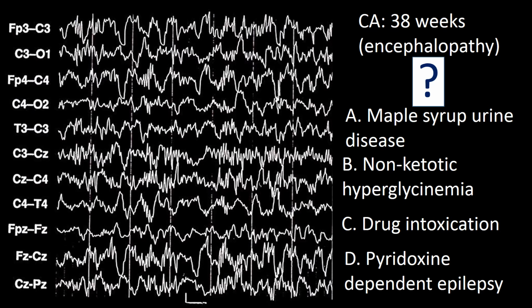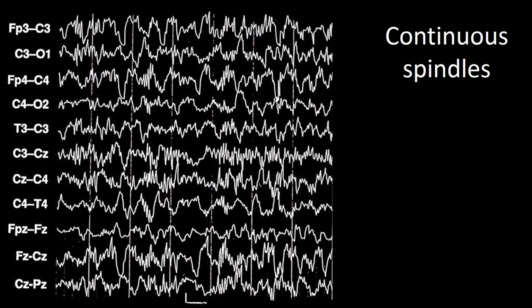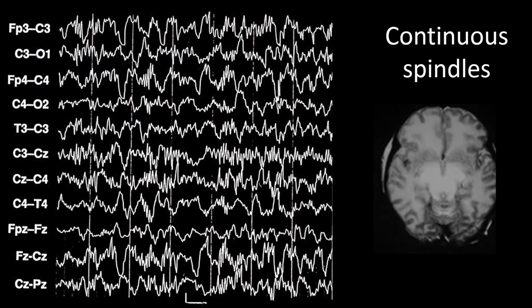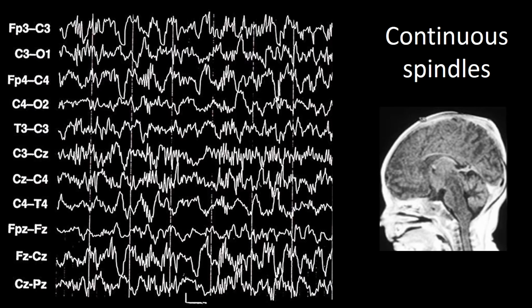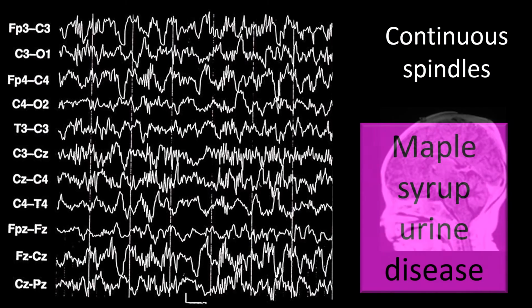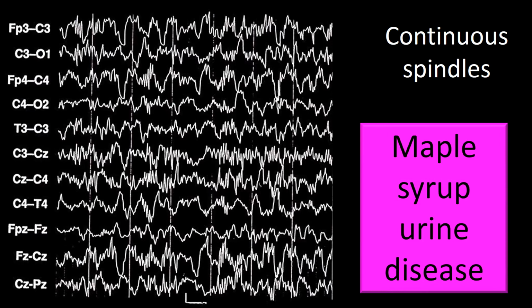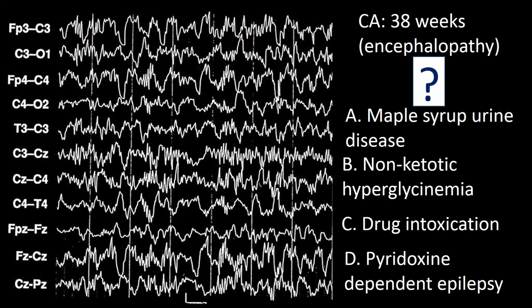Next question. Please look at this epoch and choose best possible answer. A, maple syrup urine disease. B, non-ketotic hyperglycinemia. C, drug intoxication. D, pyridoxine-dependent epilepsy. Continuous spindles, when associated with diencephalic and brainstem edema, is almost pathognomonic of maple syrup urine disease. So the answer to this question is A.